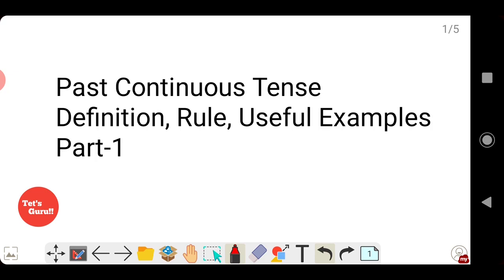Today we are going to discuss past continuous tense. We will discuss definition, structure, and some useful examples. This will be part first.